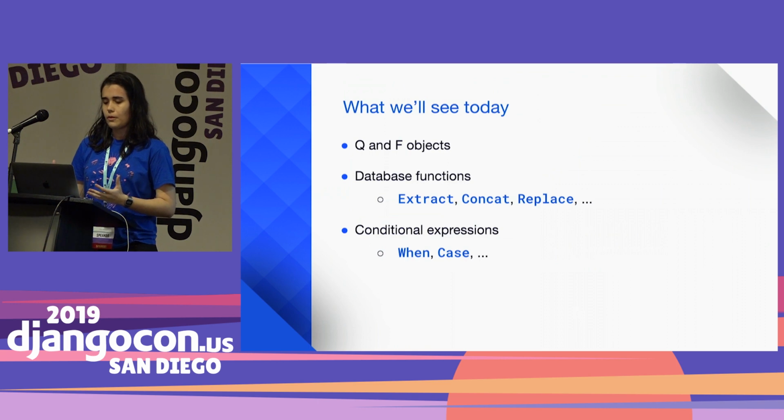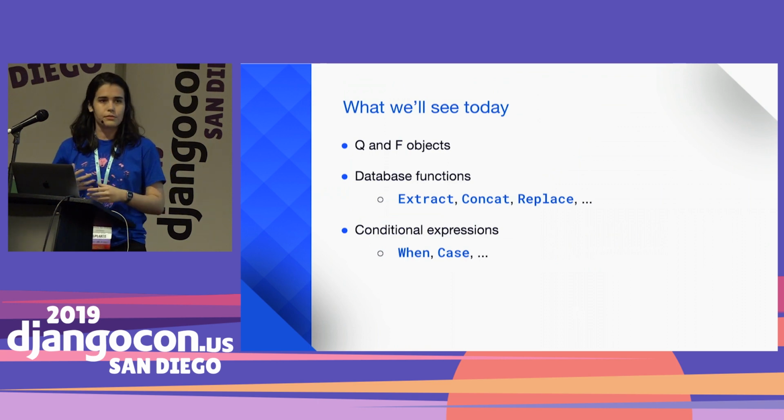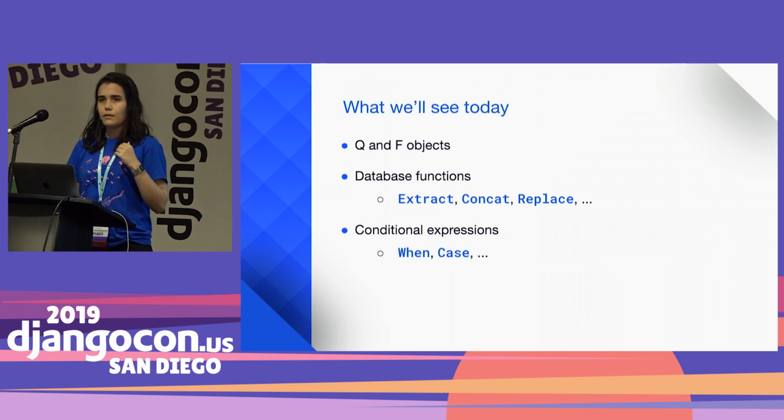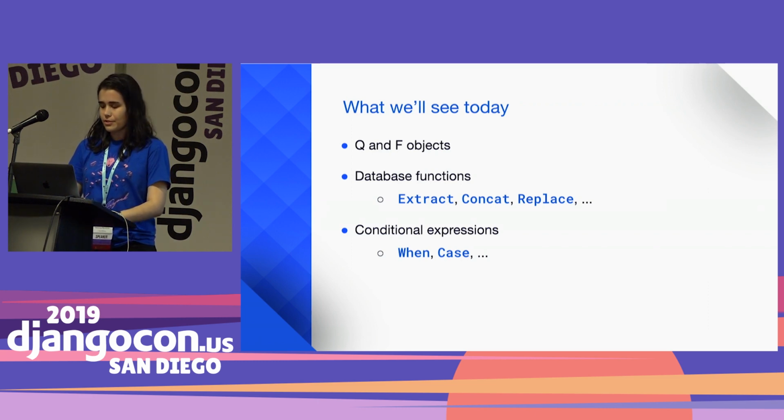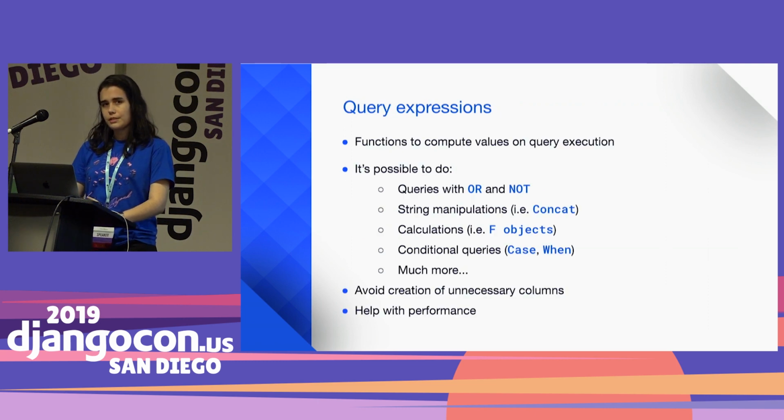But today, we're not going to talk about simple filters. We're going to dive into some concepts about query expressions, such as Q and F objects, database functions, and conditional expressions, and present the many ways in which you can meet your advanced query needs with Python and nothing more, just Django built-ins. And for all of that, we're going to be using query expressions, which are smart yet straightforward functions that can be used to compute values on query execution.